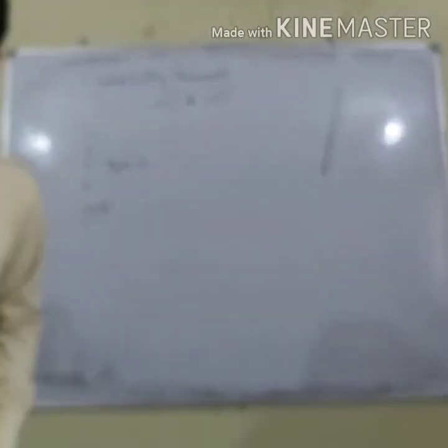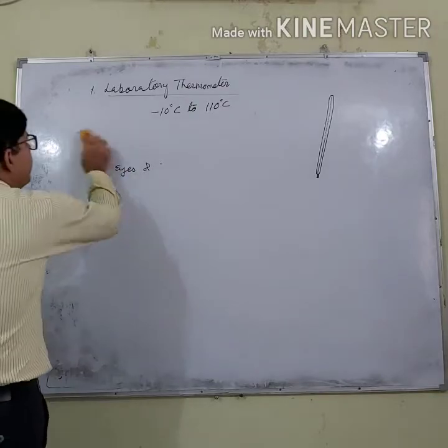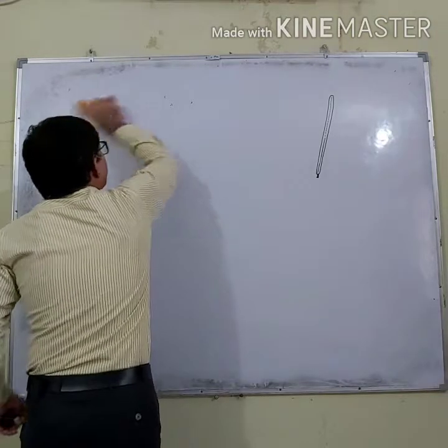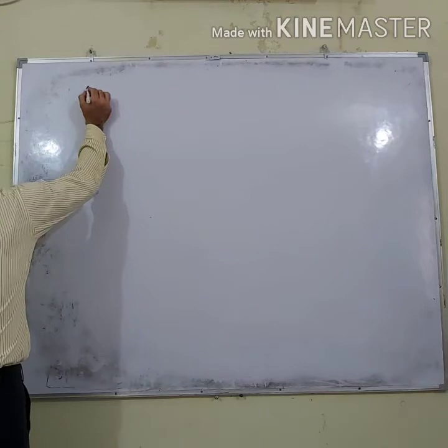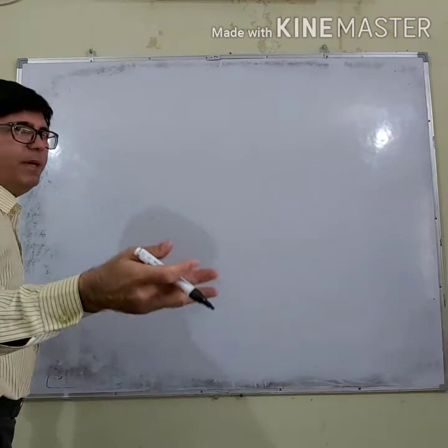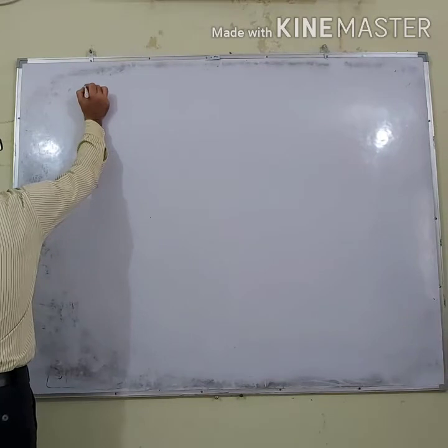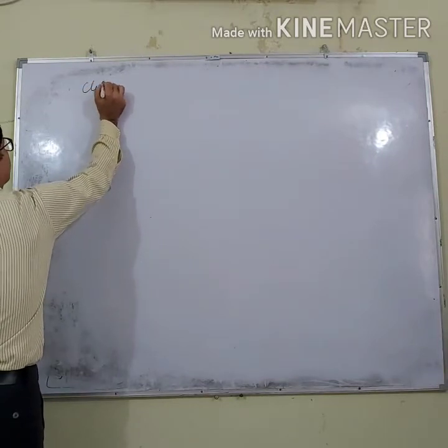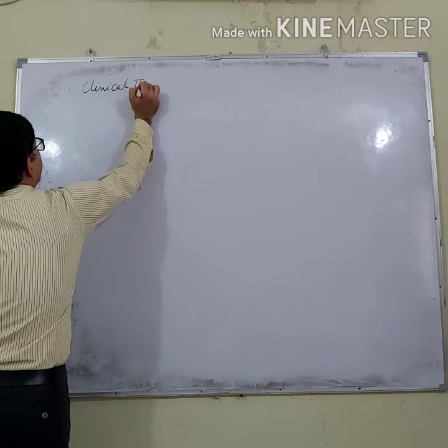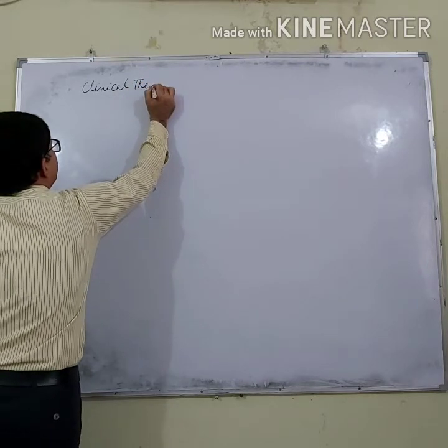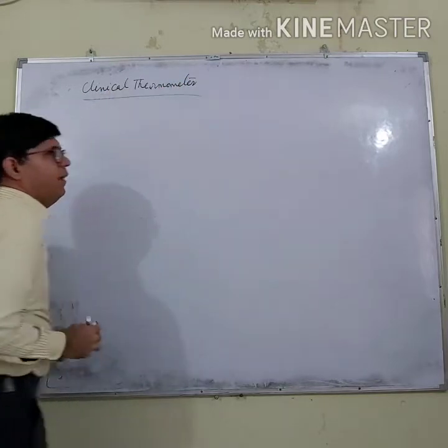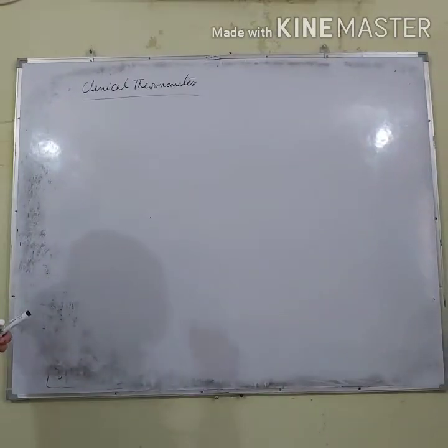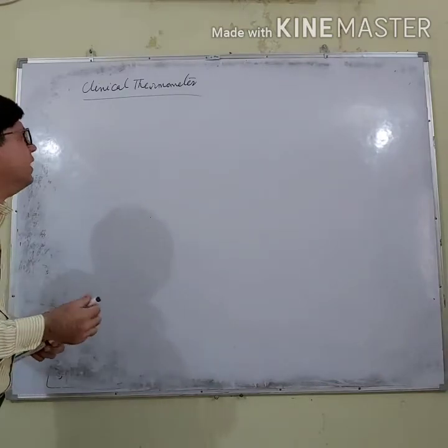Now after this thermometer, let's do the clinical thermometer. The clinical thermometer is similar to the laboratory thermometer, but there is one big difference. What is that? That I am going to tell you. The clinical thermometer is the thermometer which is used to find the temperature of human beings. So that thermometer is the clinical thermometer.